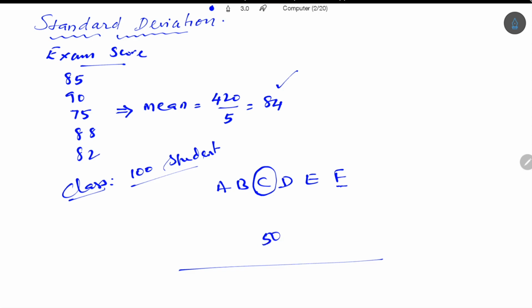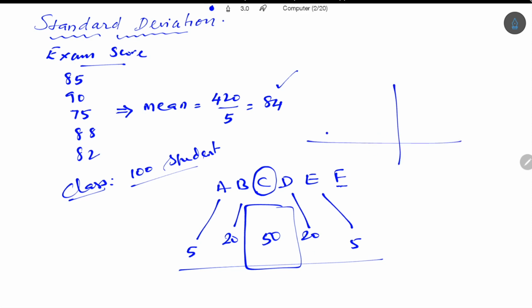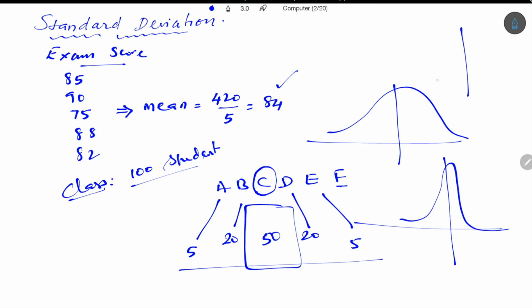Around 50 students may be in a C grade, around say 20 students in a B grade, and 20 students in D grade, maybe around 5 students in E and F. Okay, so most of the students fall in the middle category, average students. So if you draw this as a curve, the curve will produce a bell, maybe like this, or like this, or even wide like this.